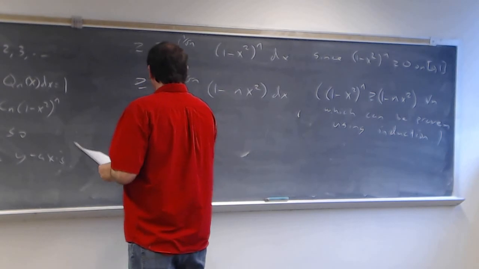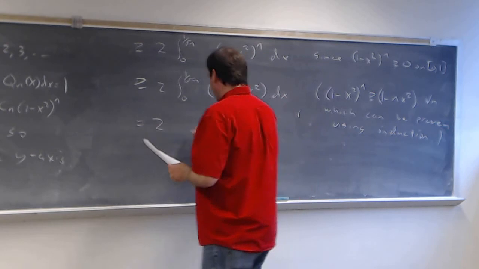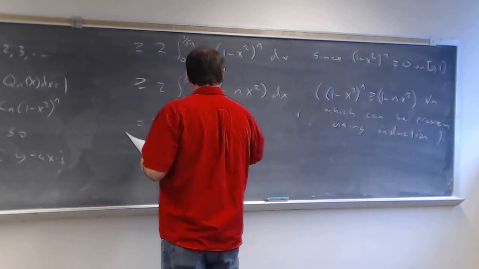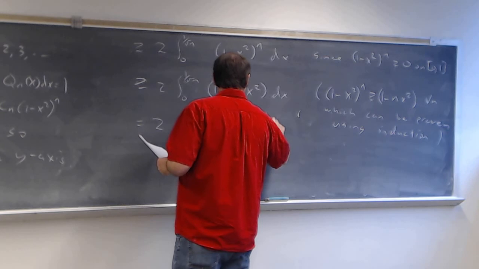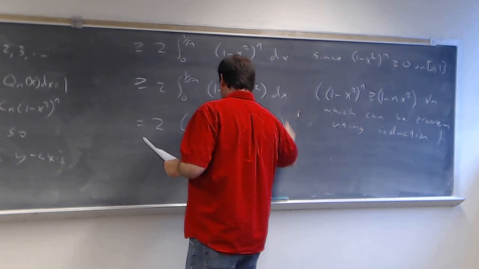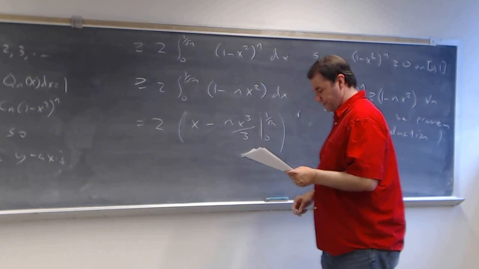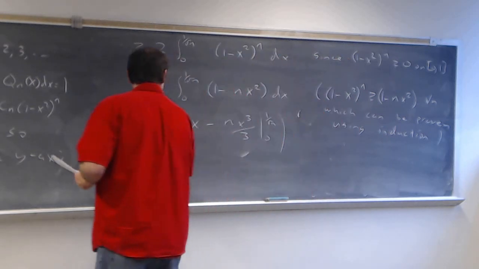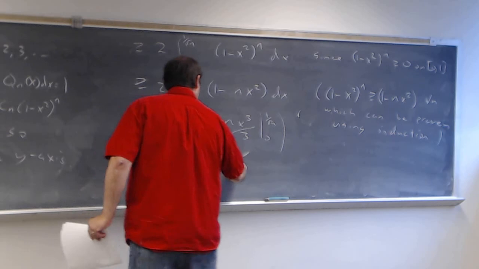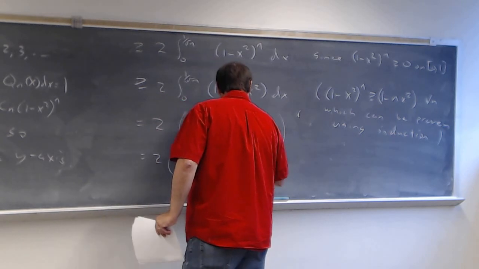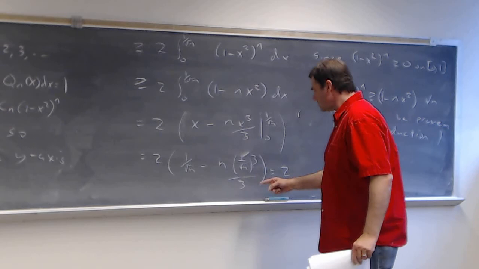Now, look, this is equal to 2. This is a polynomial, and it's easy to integrate. What you get is x minus n times x cubed over 3, evaluated from 0 to 1 over the square root of n. Okay. And then that's equal to 2 times 1 over the square root of n minus n times 1 over the square root of n cubed over 3.